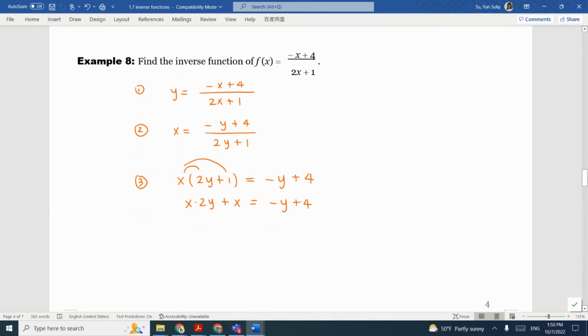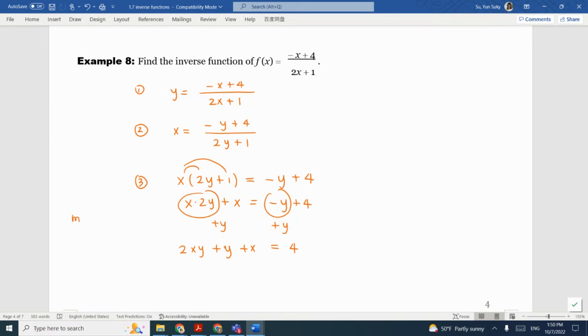Okay, so we move all the y to the left hand side. Do you see this term has the y and this term has the y? We move to the left hand side, so that's why we add y on both sides. So this is 2xy. We order it: 2xy and plus y, plus x equals 4.